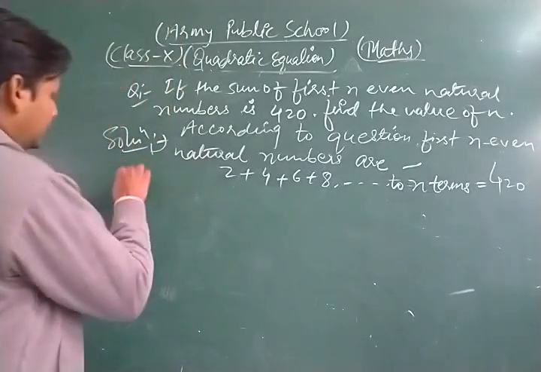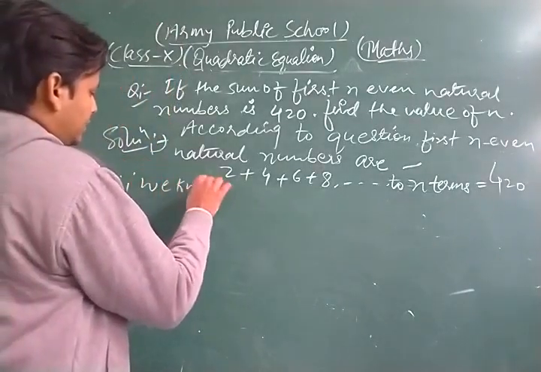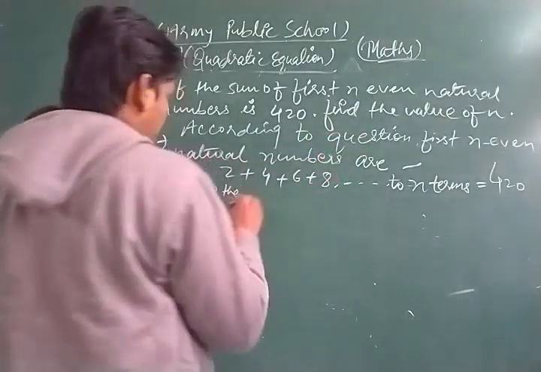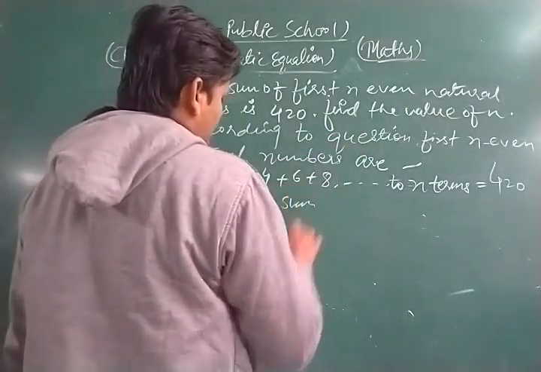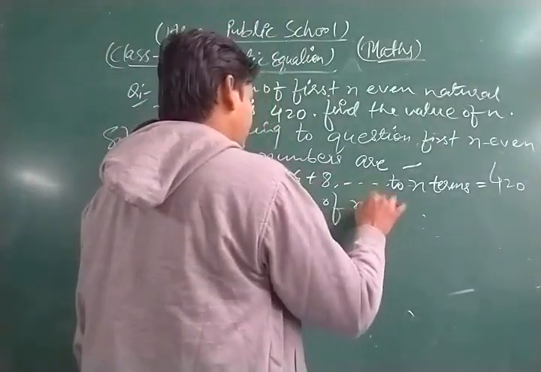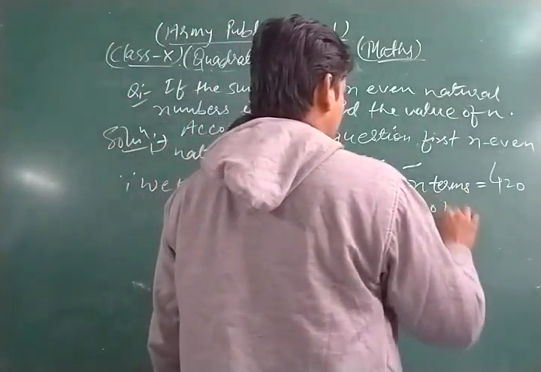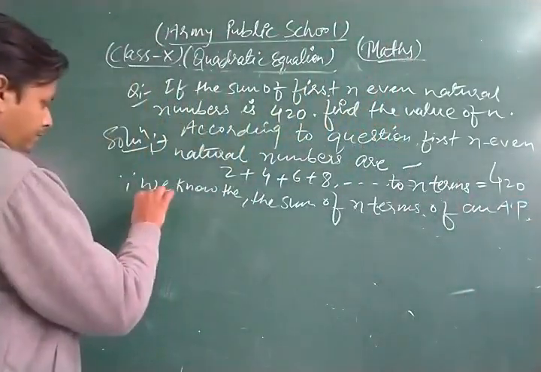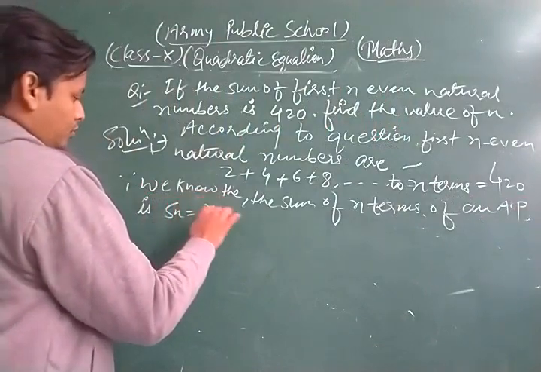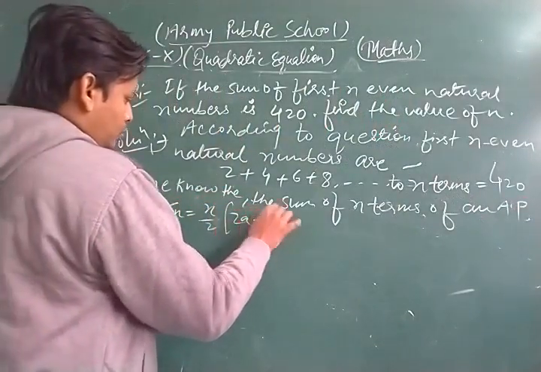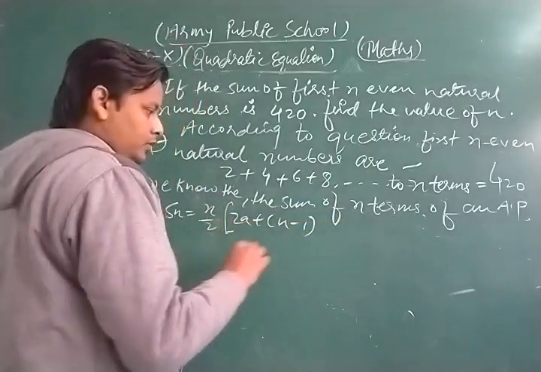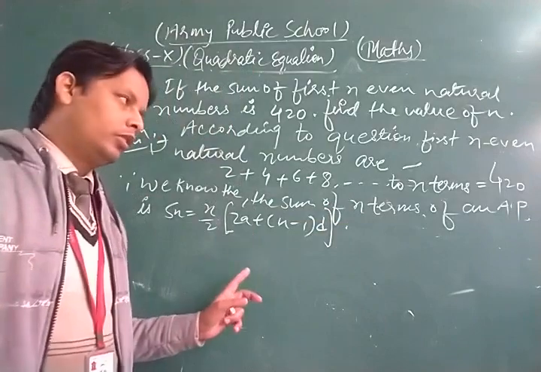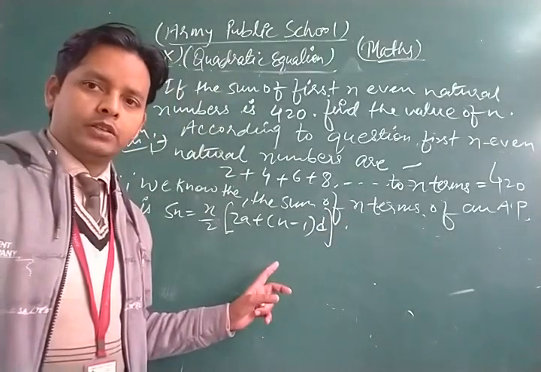Since we know that the sum of n terms of an AP is Sn is equal to n by 2 into 2a plus n minus 1 into d. This is the formula to find the sum of n terms of an AP.